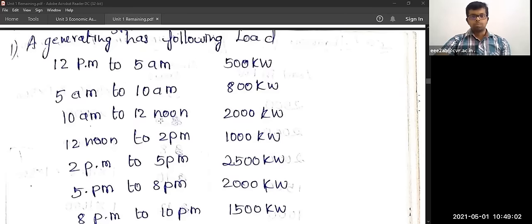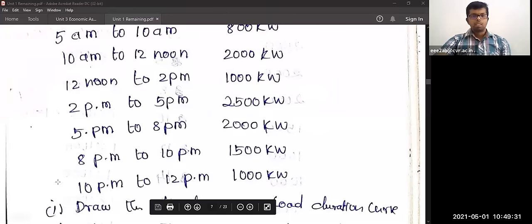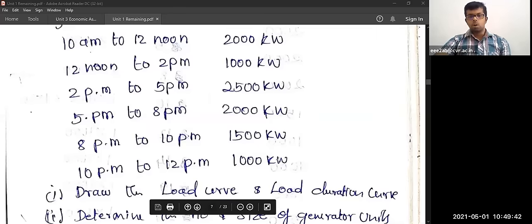10 a.m. to 12 noon, 2000 kilowatt. 12 noon to 1 p.m. and 1 p.m. to 2 p.m. is 1000 kilowatt. Next, 2 p.m. to 5 p.m. is 2500 kilowatt. Next, 5 p.m. to 8 p.m. is 2000 kilowatt. Next, 8 p.m. to 10 p.m. is 1500 kilowatt. Next, 10 p.m. to 12 midnight is 1000 kilowatt.